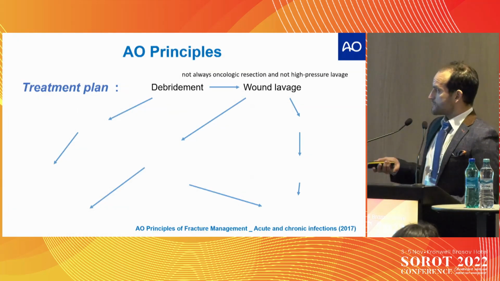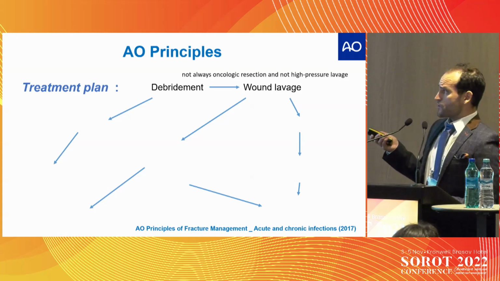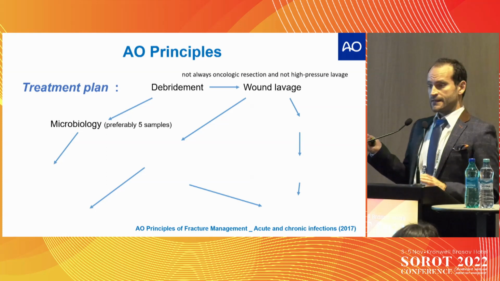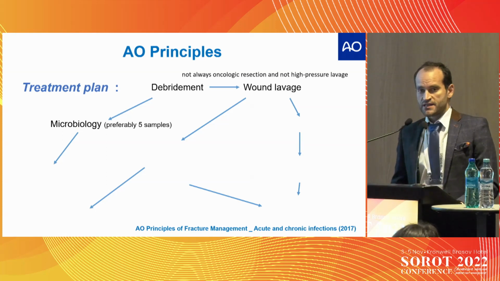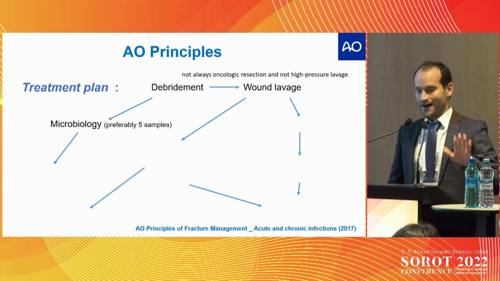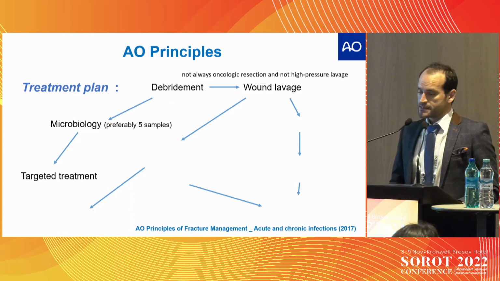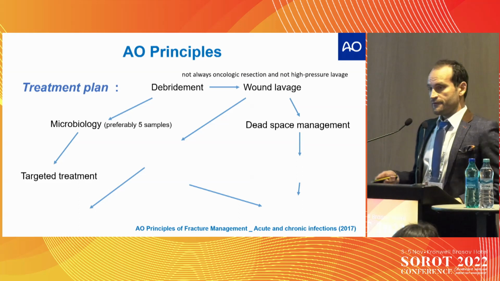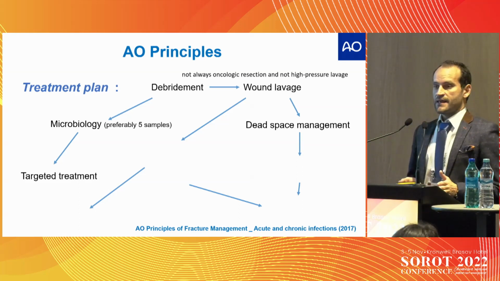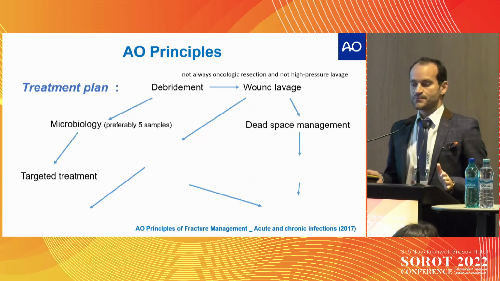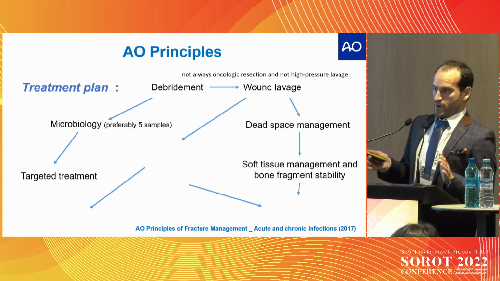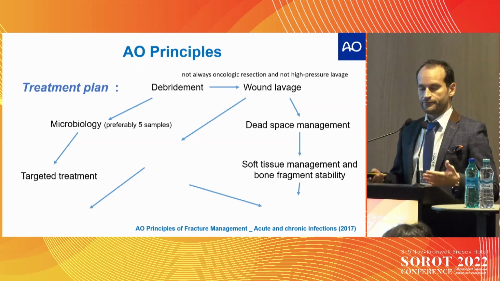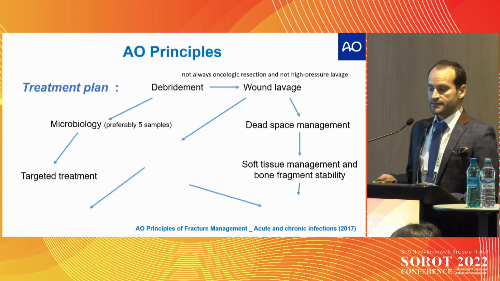I made this small algorithm here. So we debride, we do a wound lavage. The debridement can give us the microbiology specimens, which have to be at least 5, and this may lead us to a targeted treatment. Then after the wound lavage, we have to do something about the dead space, okay? We don't have to leave any dead space there. So we cover, maybe we can fill this with cement or with a negative pressure device, with a vac device.